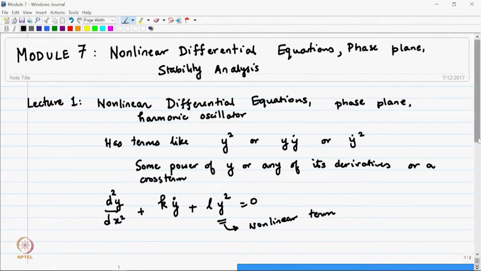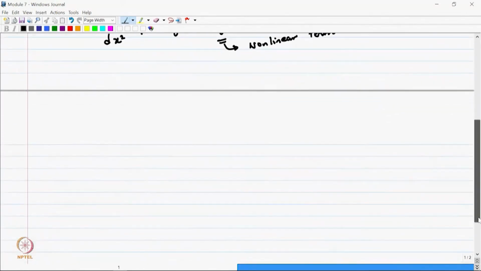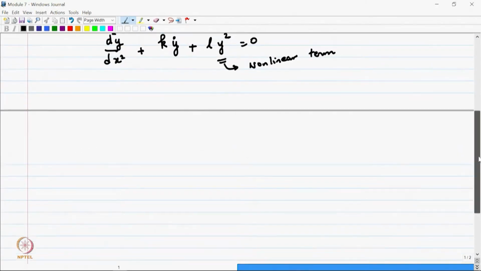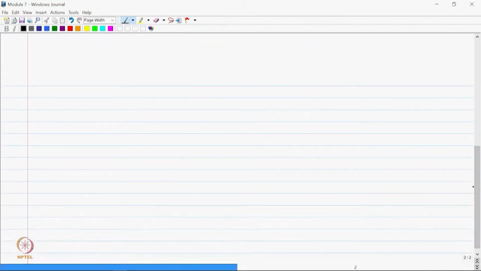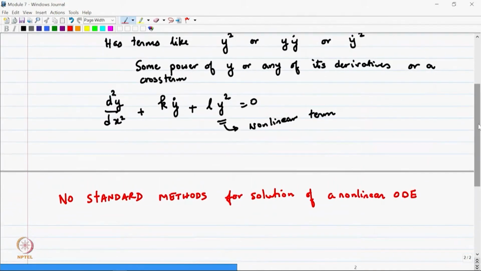Now, what is the problem with this? Linear differential equations have standard ways to solve them. Nonlinear equations, there are no standard tools to solve nonlinear differential equations. So, no standard methods of solution. If you have a linear ODE, then if nothing else, you can use the power series method, but such things cannot be done for nonlinear ODEs.